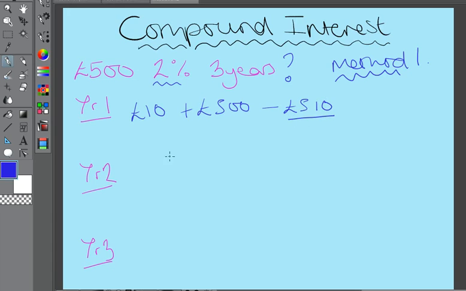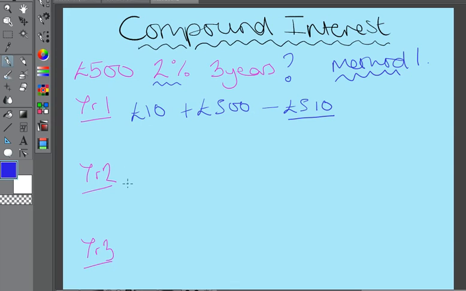Hopefully that's quite obvious. What I don't want you to do is to think, right, well, 2% is £10. I'm leaving it in there for 3 years. So our total amount is going to be £530, just timesing that by 3. That is not compound interest. I really want to stress that.